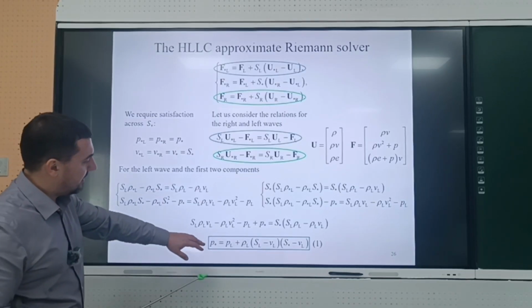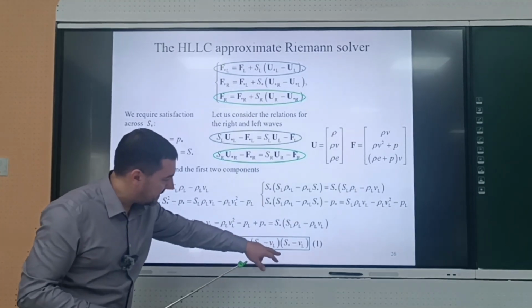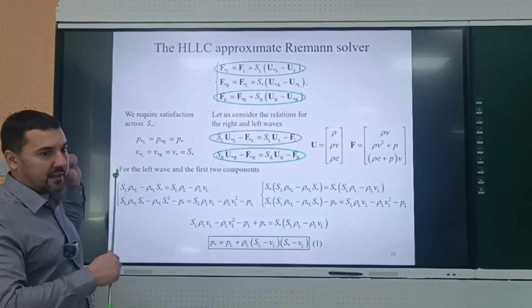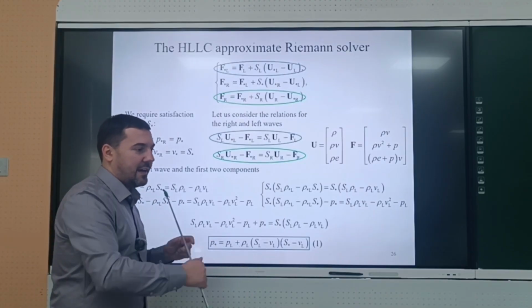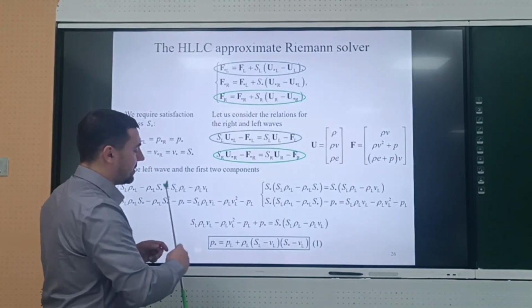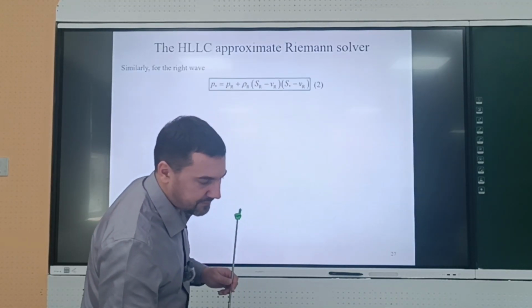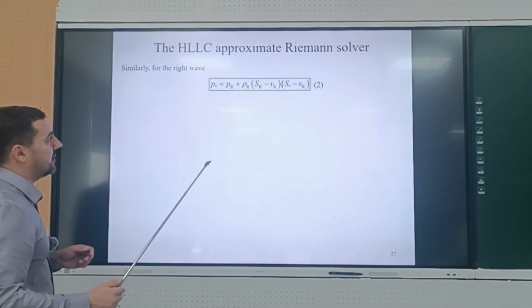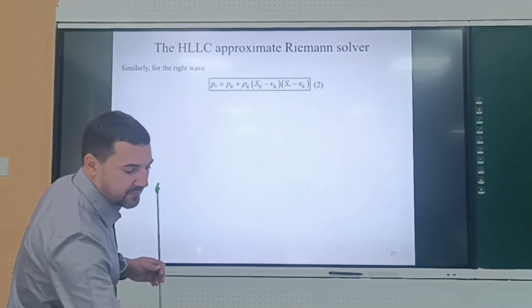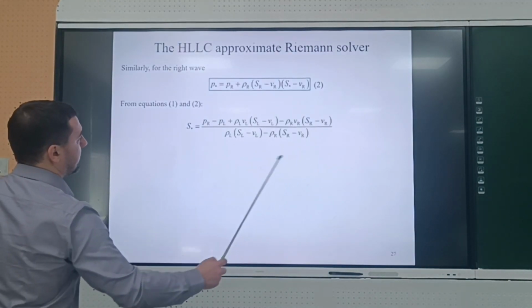Here it is just the same. So we consider the left wave, and this is the relationship between P star and V star. Then we should consider another wave and say that the pressure should be the same across the contact surface S star. Similarly, for the right wave, we have this expression. Then we can say that this pressure should be the same. So from equations 1 and 2, we obtain the velocity S star.